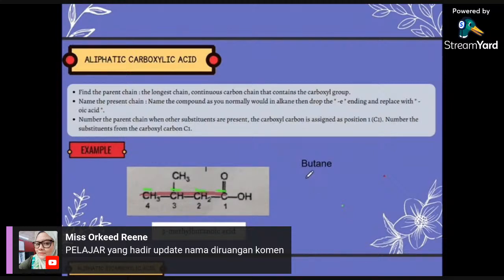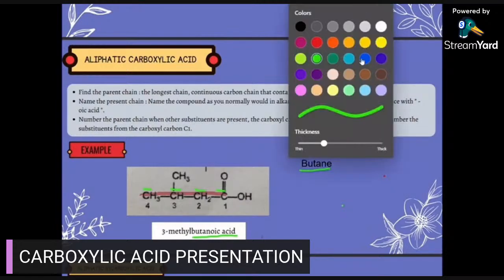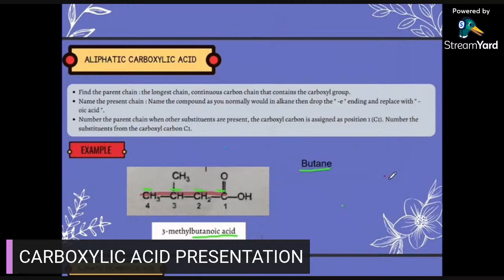So, nama ia akan jadi butane. Tetapi huruf E kat belakang butane tu kita kena ganti dengan oic acid. So, nama baru ia akan jadi Butanoic Acid. For the third one, number the parent chain where other substituents are present. The carboxyl carbon is assigned as position 1.